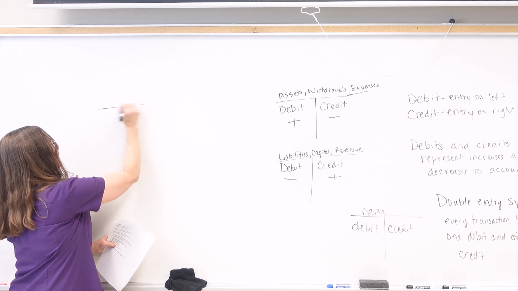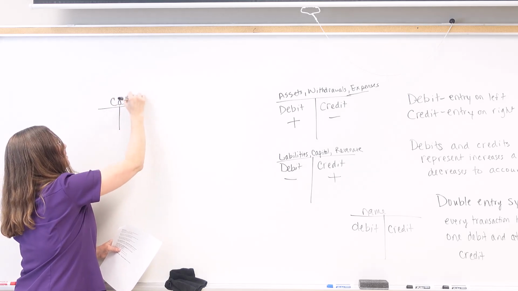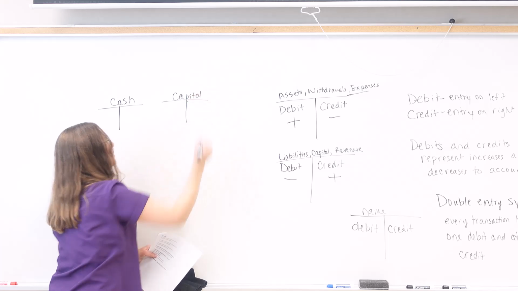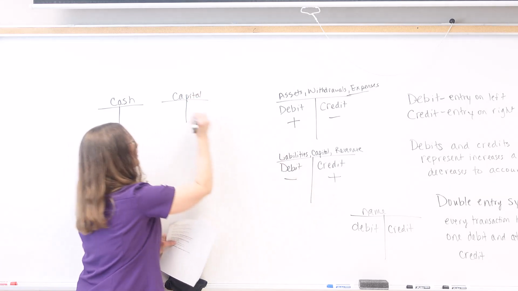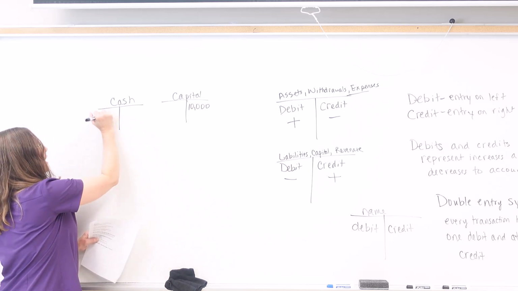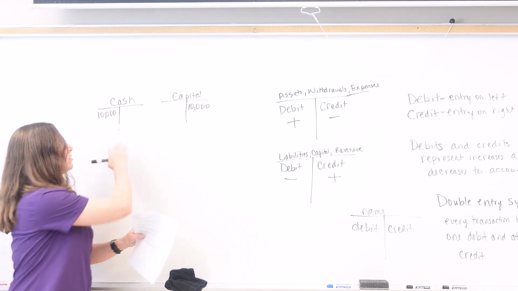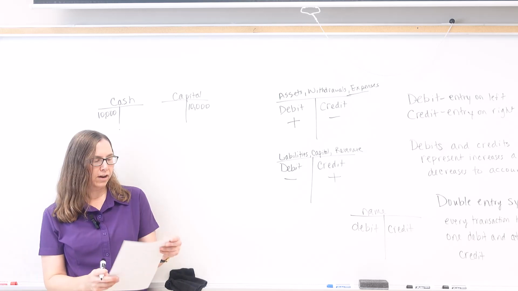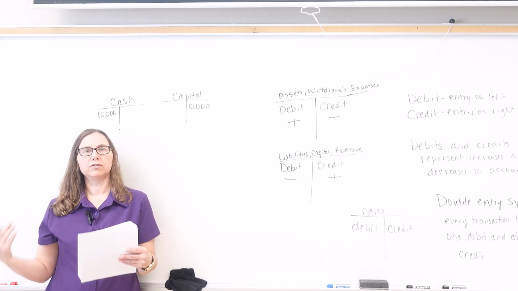So you would have a cash account and a capital account. The $10,000 would go on the credit side of capital and on the debit side of cash. So there's your debit and your credit. And that's it. That's all you have to do. Okay, let's do another example.